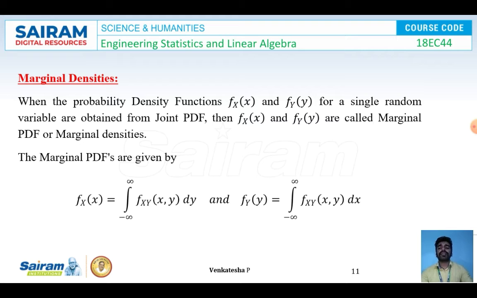Marginal density function. Now we are able to find the marginal density function from the given joint distribution function. When the PDFs f_X(x) and f_Y(y) for a single random variable are obtained from the joint PDF, the formula is given by f_X(x) is equal to the integral from minus infinity to plus infinity of f_XY(x,y) dy, and f_Y(y) is equal to the integral from minus infinity to plus infinity of f_XY(x,y) dx. With this formula we are able to find the marginal density function when the joint distribution function is given.